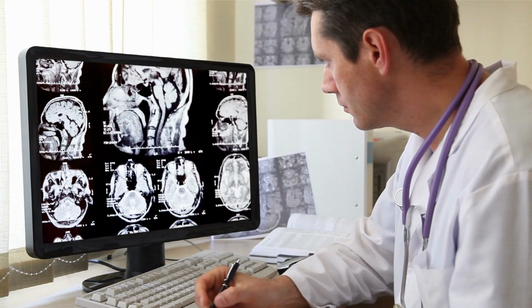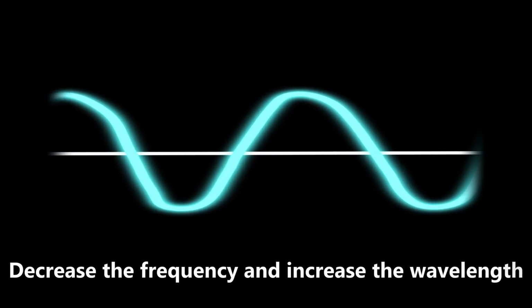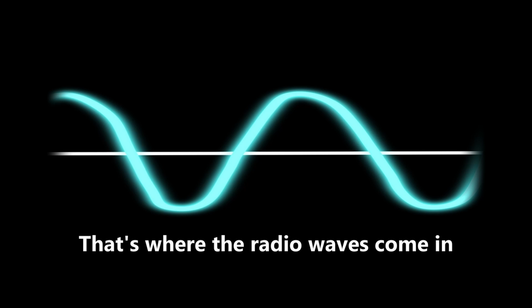But X-rays can't travel long distances through air because they get absorbed. To create waves that can travel much farther, we need to do the opposite. Decrease the frequency and increase the wavelength. That's where the radio waves come in. But what use do we get from these radio waves?